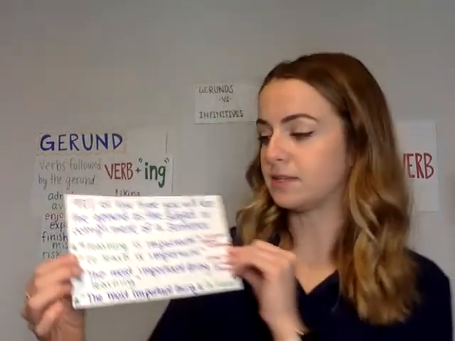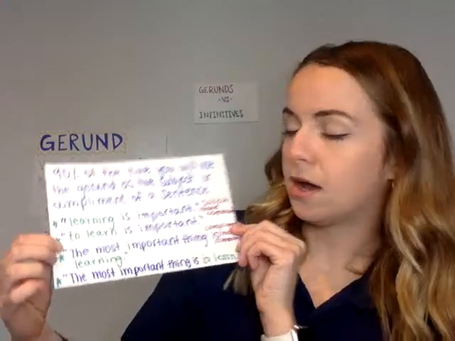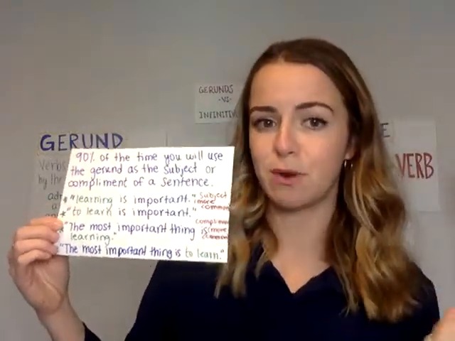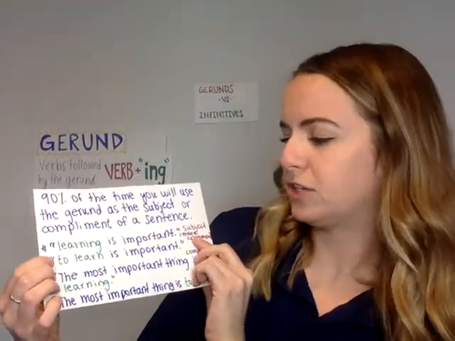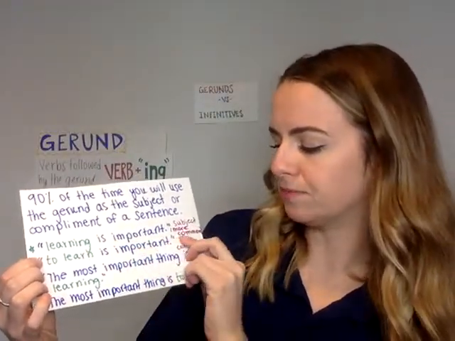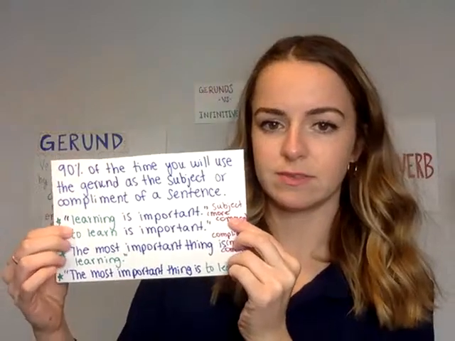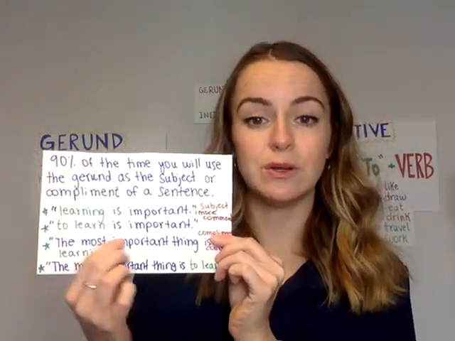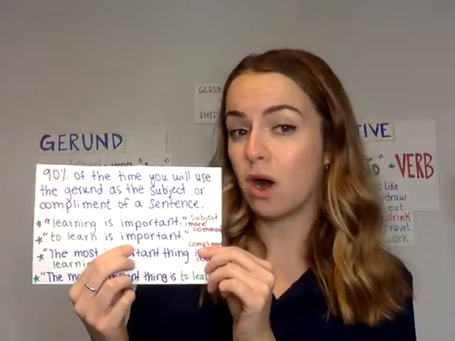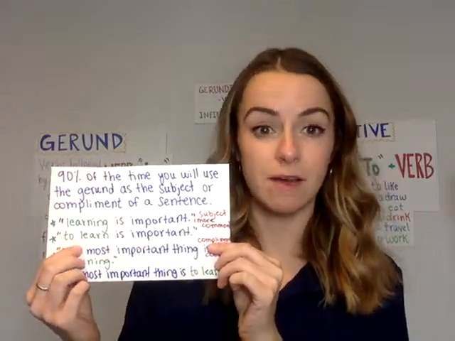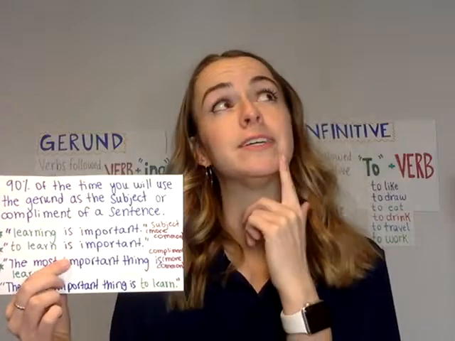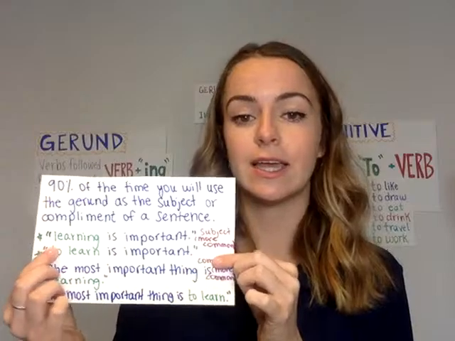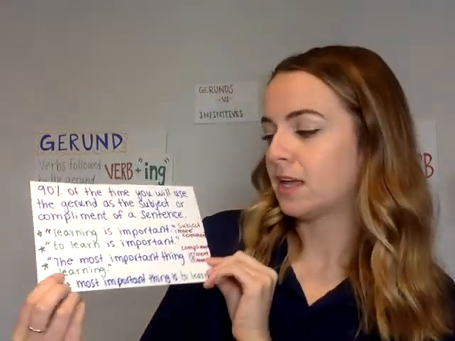So here I have some examples of using the different forms and which one sounds right and which one sounds wrong, okay? So here we have the gerund, and it says, learning is important. Here's the subject. Learning is important. But if we use the infinitive form and we say, to learn is important, it's not wrong. It just sounds more philosophical. To learn is important. But here it just sounds more natural to say, learning is important. The next example.